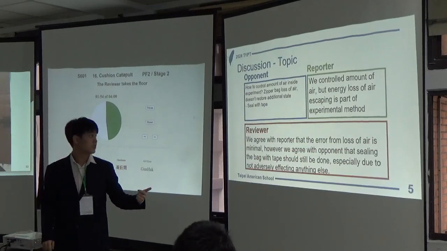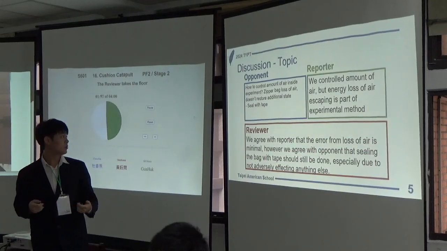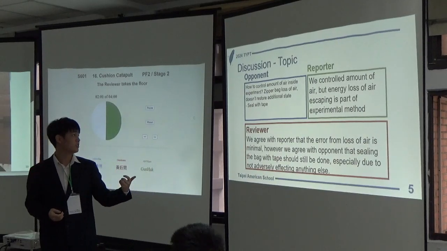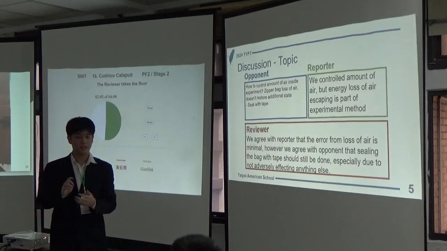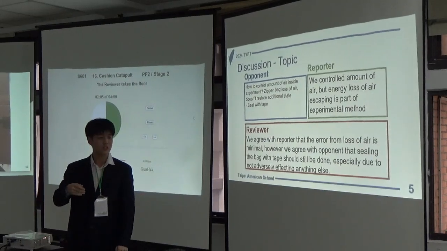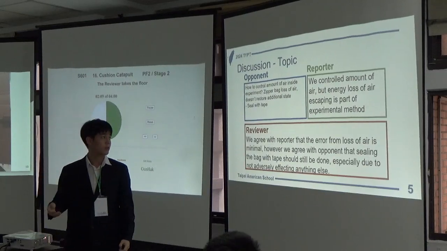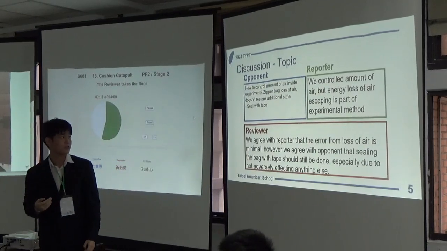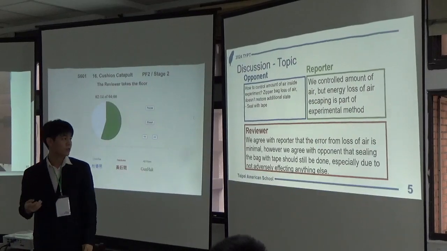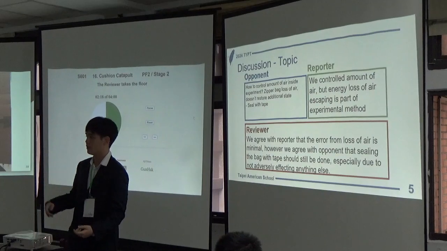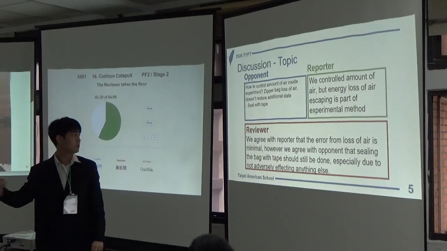And these were the discussions. First, the opponent questioned the reporter on how to control the amount of air inside in the experiment. With the zipper bag there is loss of air, and they suggested taping the bag. The reporter said they control the air, but the energy loss from air is a part of the experimental method. We agree with the reporter that the error from air loss is minimal. However, we agree with the opponent that the reporter should have sealed it with tape.